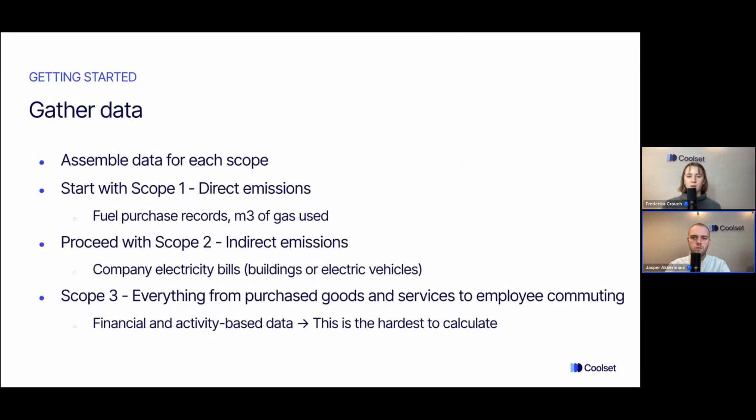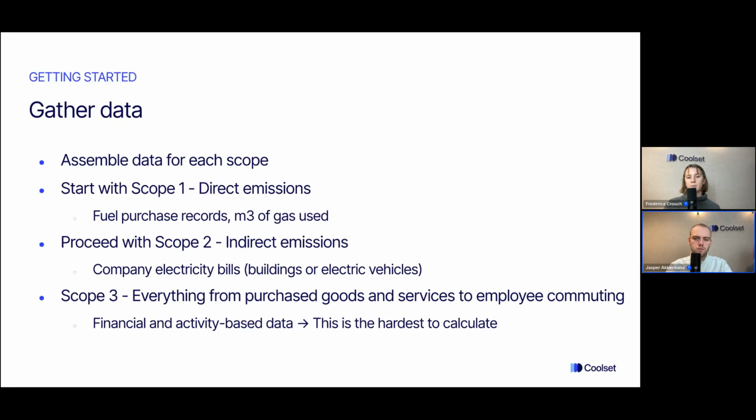Gathering data is the next step. So we've just determined the scope you're going to report on and also where you're going to start reporting from. So start now assembling data for each scope. Scope 1 is the easiest one to start with, and that's the direct emissions. Here you might gather fuel purchase records, maybe meters cubed of gas used, petrol receipts for vans or cars your company owns, petrol and diesel receipts, and that can start to cover scope 1.